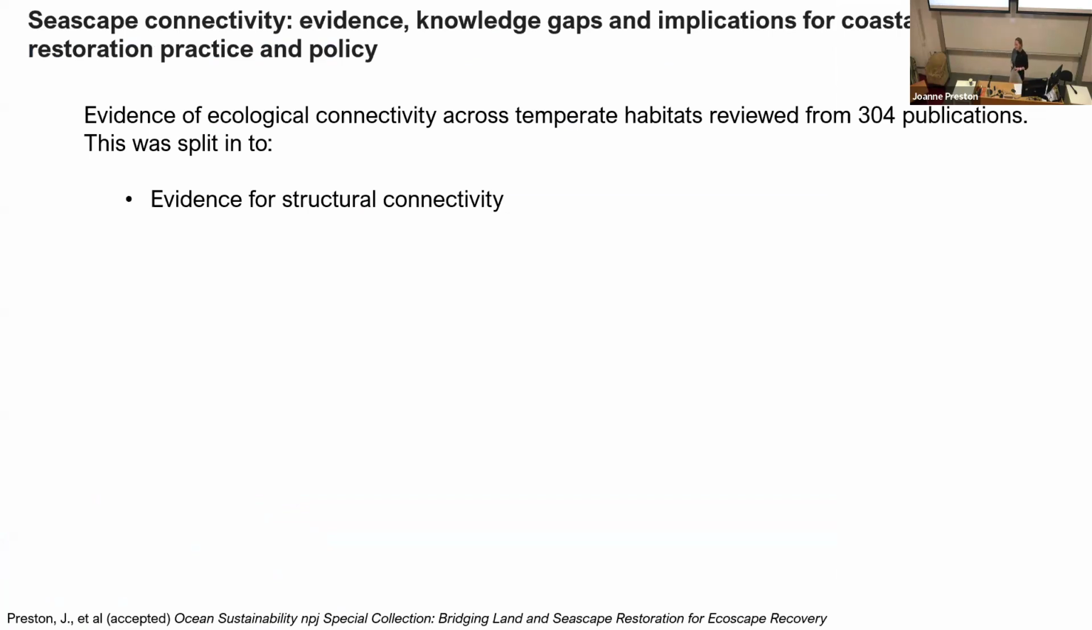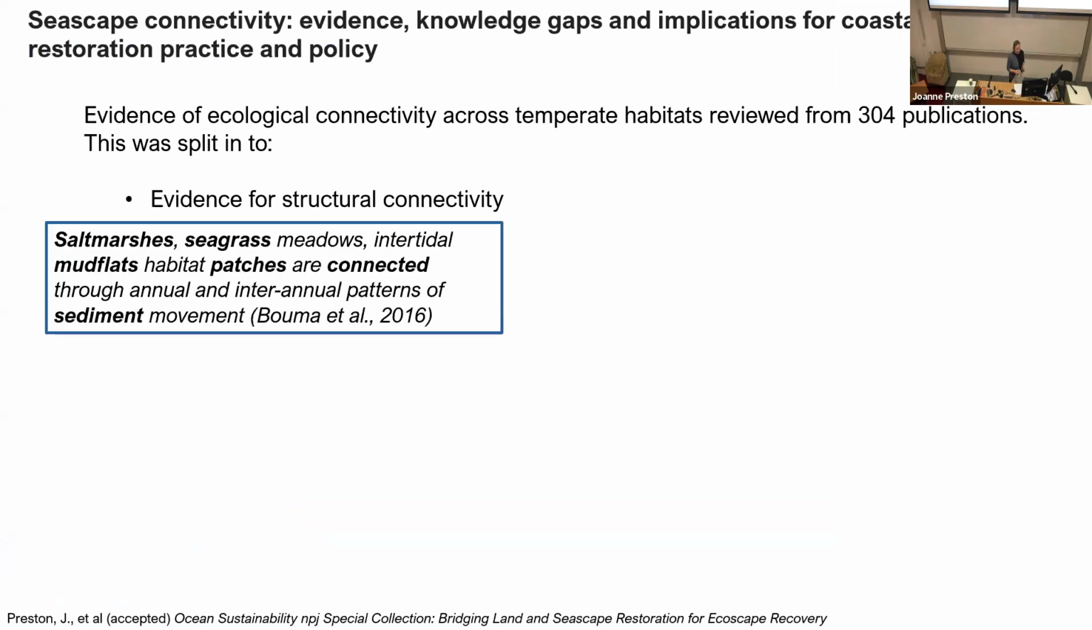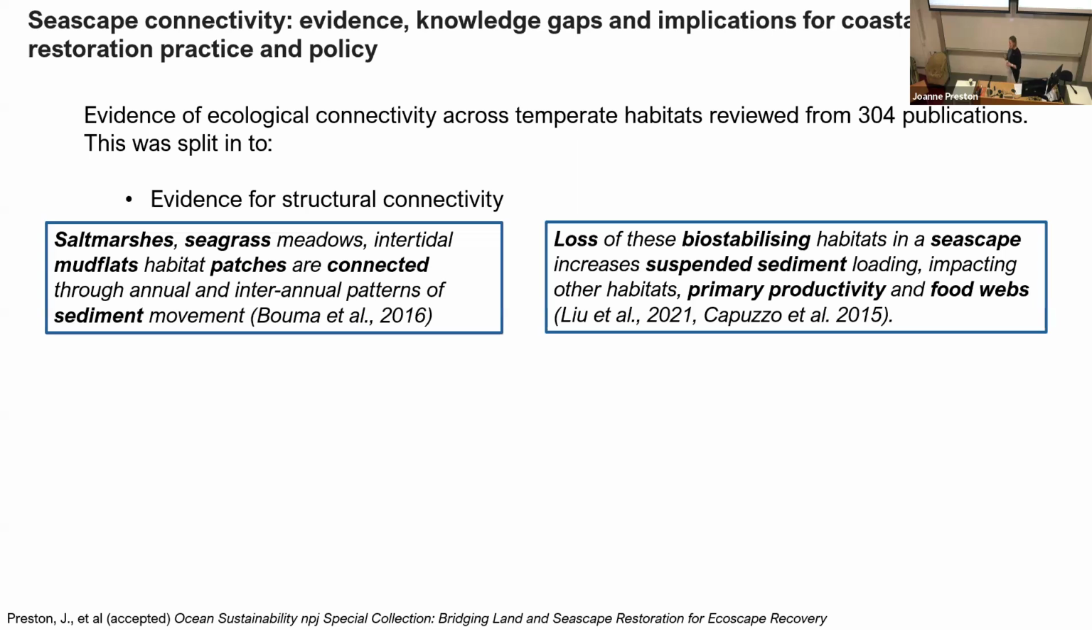So we're just going to dig into some evidence of ecological connectivity to put some meat on those bones. We looked at over 300 odd publications, and this is an example of structural connectivity, but as you'll be rightly pointing out, conferring functional connectivity. So we know that salt marshes, seagrasses, and intertidal mudflat patches are connected by annual and interannual patterns of sediment movement. And if you mapped out their structural connectivity, what we know is when we remove those biostabilizing habitats, it has a huge increase in suspended sediment loading, impacting primary production of food webs.